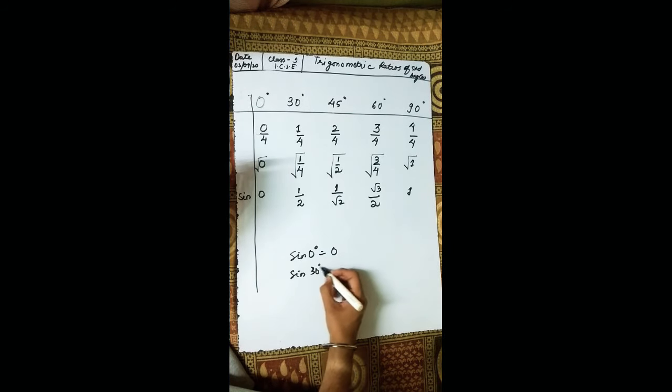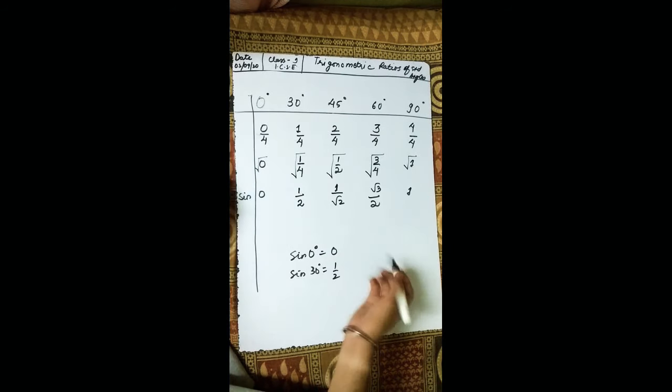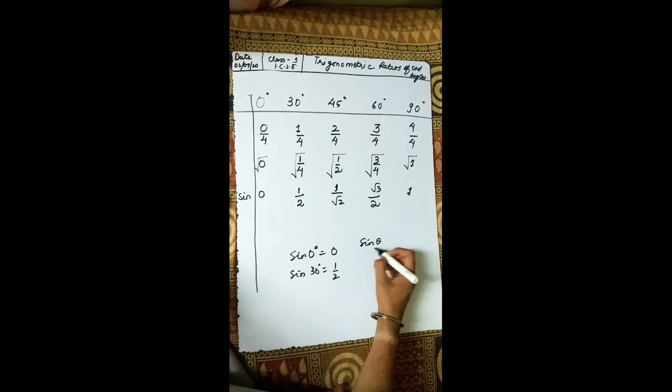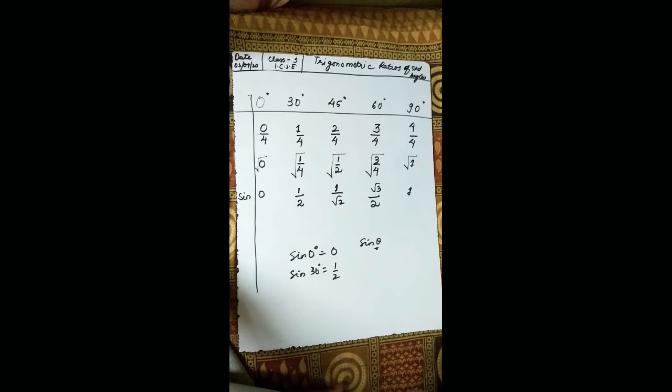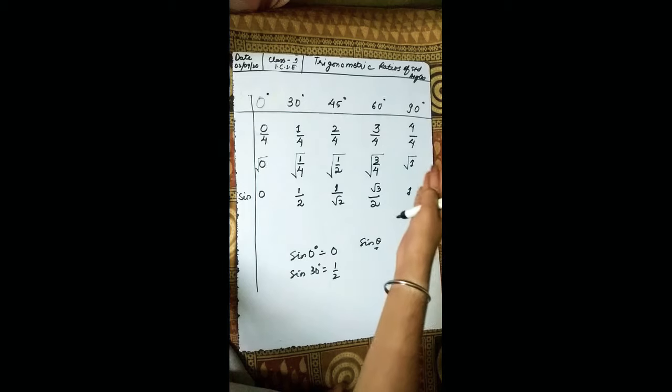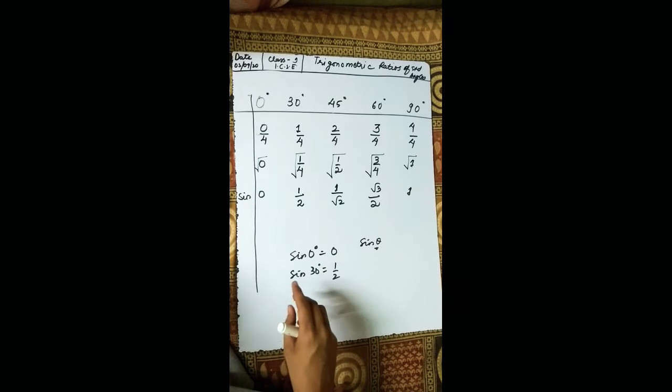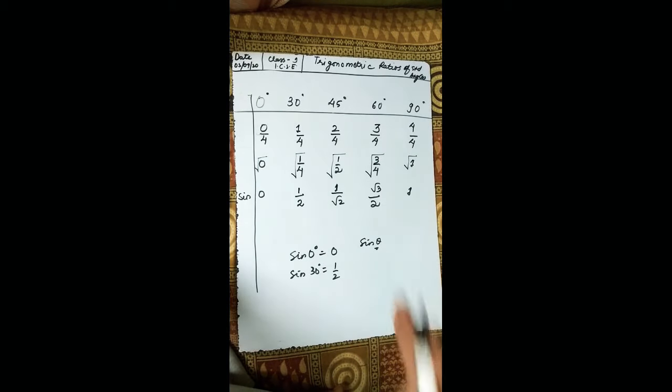Sine 30 degree is equal to... Now in the previous chapter we used to write sine theta, where we did not know theta. Now we are taking some standard angles and finding the values like this. You can go up to 360 degree also, but in 9th class and 10th class you will only deal with up to 90 degree. In the higher classes, that is 11th and 12th, you will deal with more angles. You will even go up to 1000 degree also.